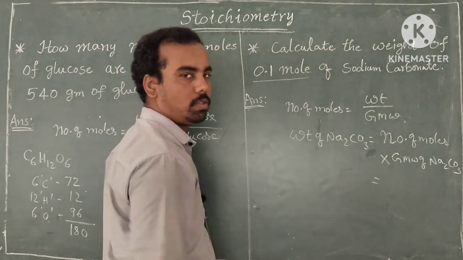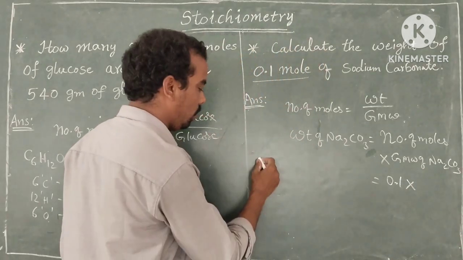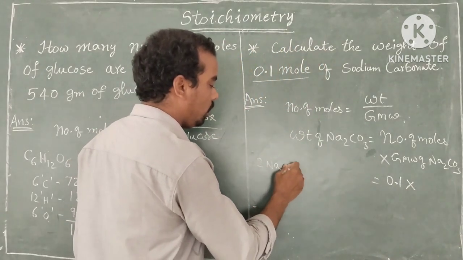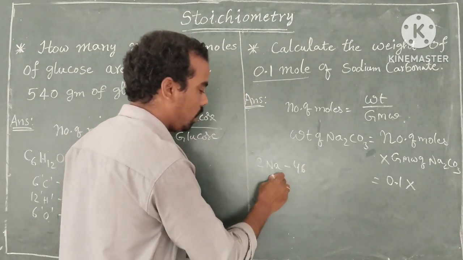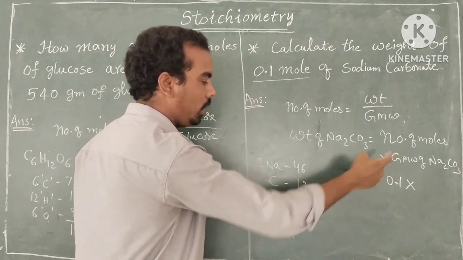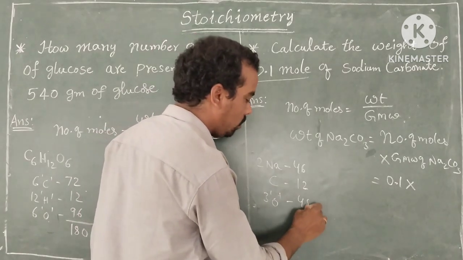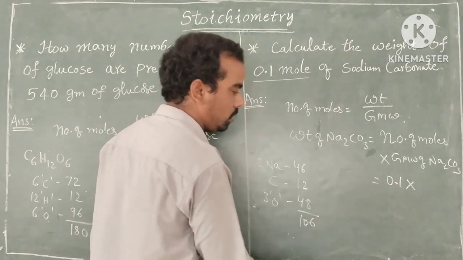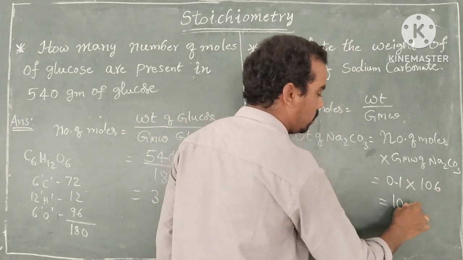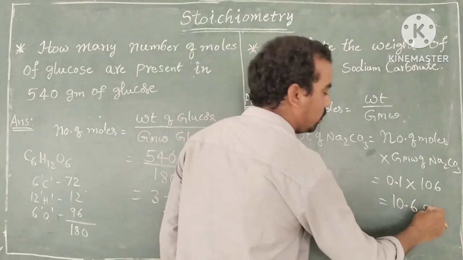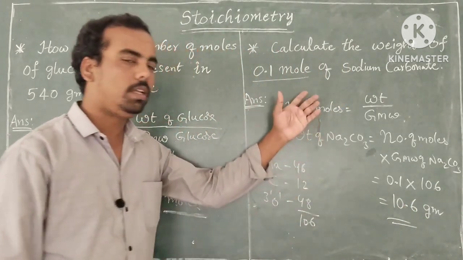The number of moles is already given as 0.1. So 0.1 into gram molecular weight of Na2CO3. 2 sodium atoms, each sodium atomic weight 23, 2 into 23, 46. Next, carbon atomic weight 12. 3 oxygens, each oxygen atomic weight 16, 3 into 16, 48. So total 106. So 0.1 into 106 is 10.6. Weight is in units of grams. So the answer is 10.6 grams. Very easy 2 marks question.